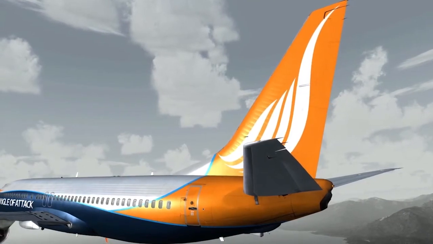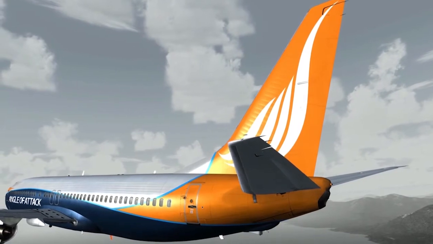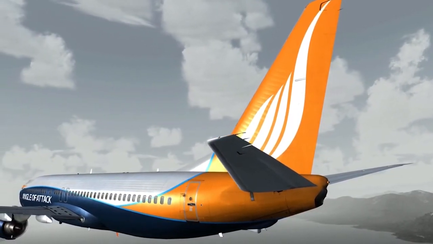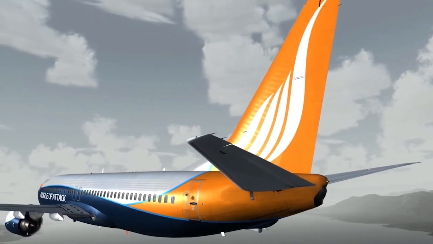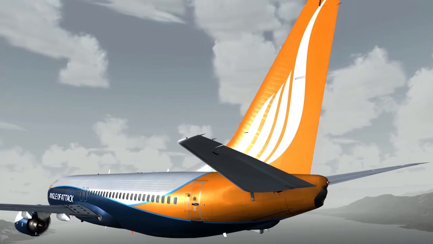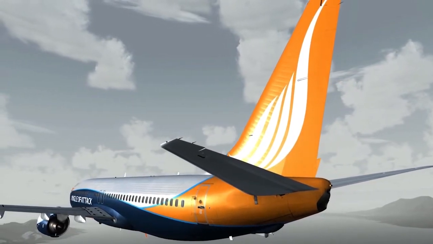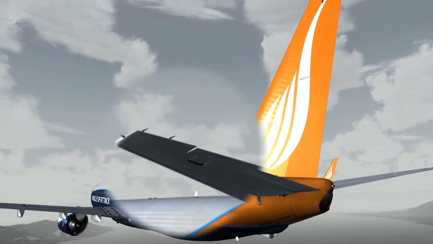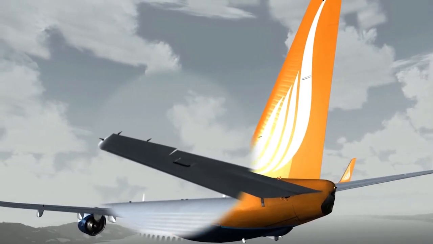Elevators are movable surfaces attached to the rear spar on the trailing edge of the horizontal stabilizer that control the pitch attitude of the aircraft around its lateral axis. The pilot moves the control column forward or aft to achieve the desired change in attitude. Paired cables are used to transmit pilot input into the respective interfaces and flight control surfaces.